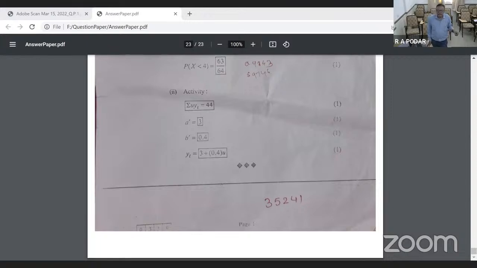What question they asked. So sir, can you please share the model answer paper PDF in the group? I will try to send you. Okay. So don't worry. Okay.